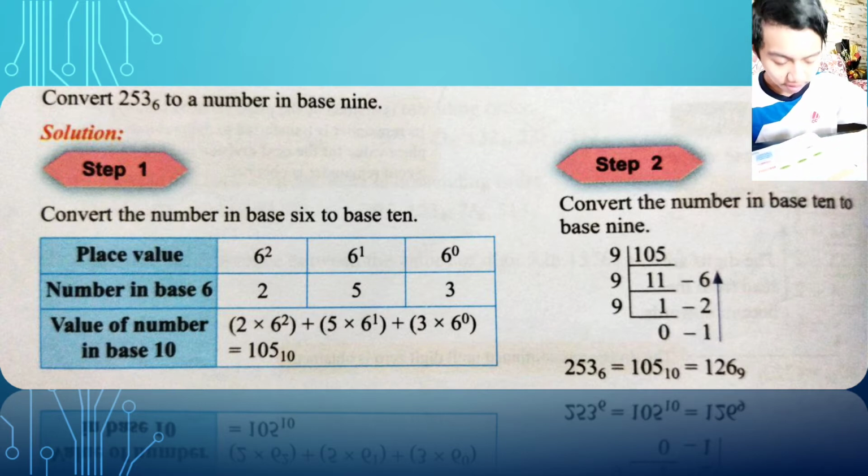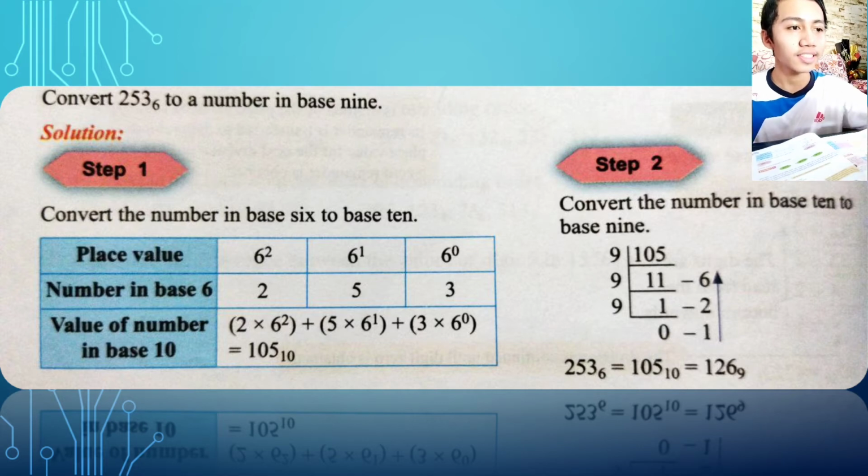So, how to know what is the number in base 9? You must know the flow, which is it is from the bottom to the top. So the first number from the bottom is 1, and then the second number is 2, the third number is 6. Then you just need to write 1, 2, 6, base 9, just like that. So basically this is the method. I hope that you guys understand this.